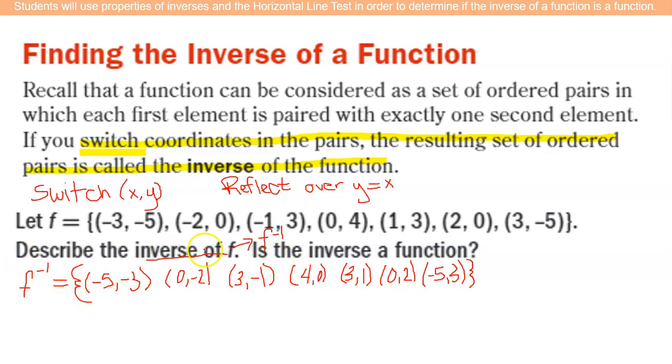Now, so we've described the inverse here. So our next step is to say, is this a function? Well, in order for it to be a function, each first element has to be paired with exactly one second element. So I have negative 5, is negative... oh, nope. Negative 5 is used twice as an x-coordinate.